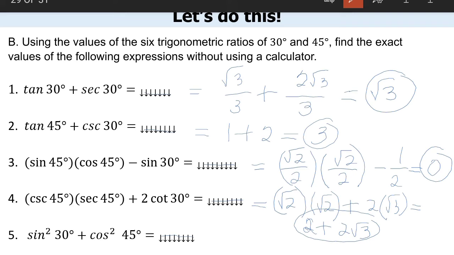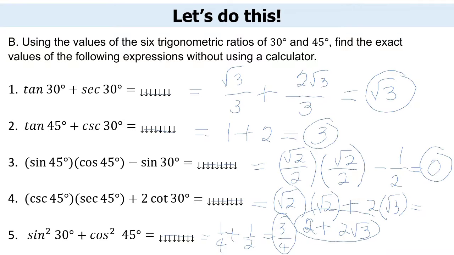And for number 5, sine squared 30 degrees is equal to 1/4 plus cosine squared 45 degrees is equal to 1/2. So 1/4 plus 1/2 is equal to 3/4. So the answer in number 5 is 3/4.